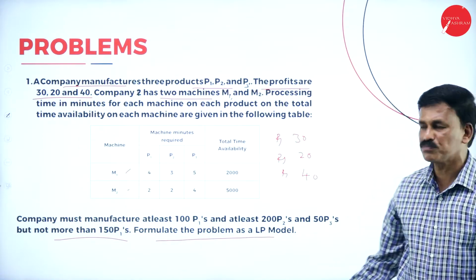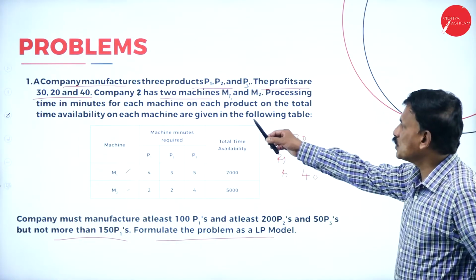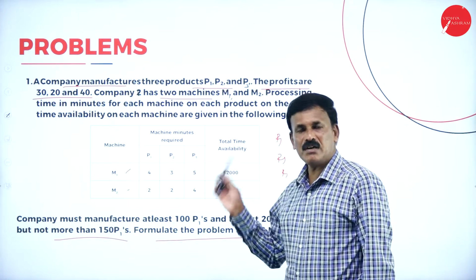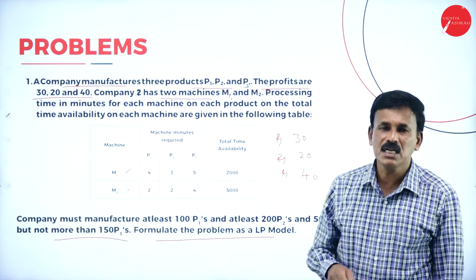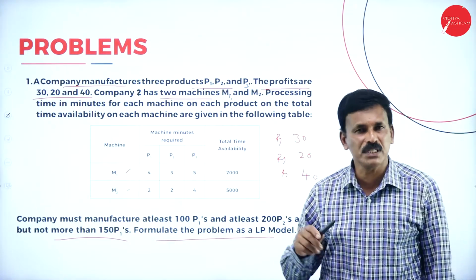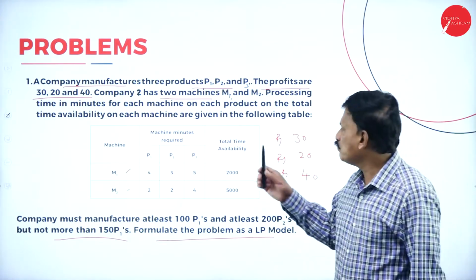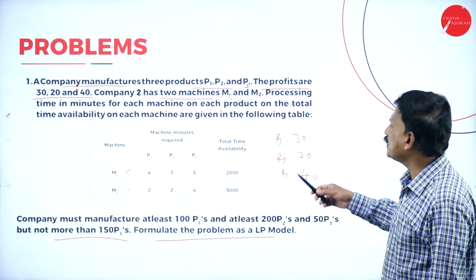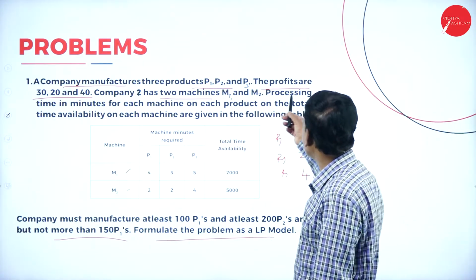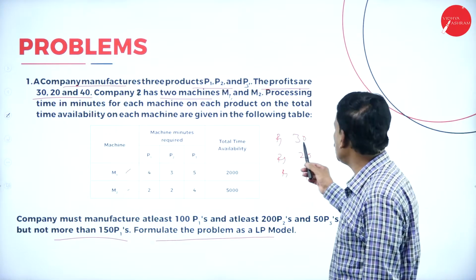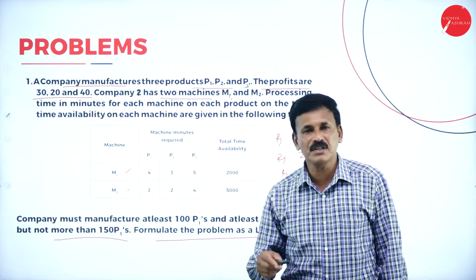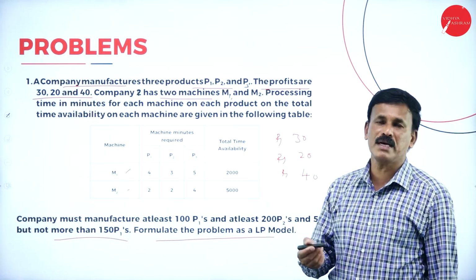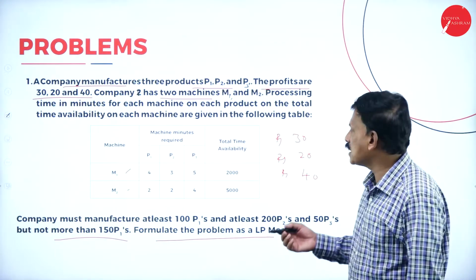This is a very simple problem. See here, what is given? A company manufactures three types of products, P1, P2 and P3. Let X, Y, Z be the decision variables, representing P1, P2, P3. The profits are 30, 20 and 40. Whenever the profit is given, the problem is a maximization problem, so we maximize this to get the maximum profit.